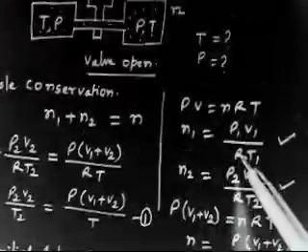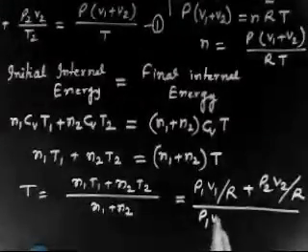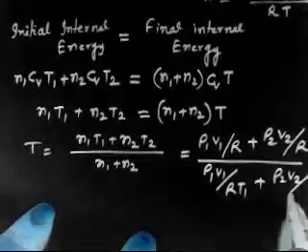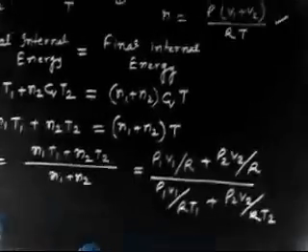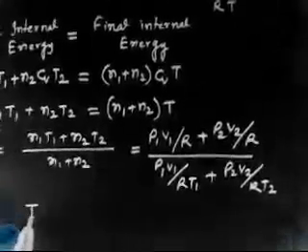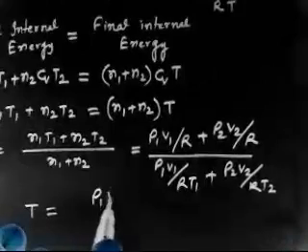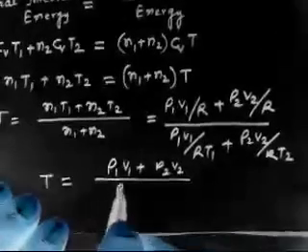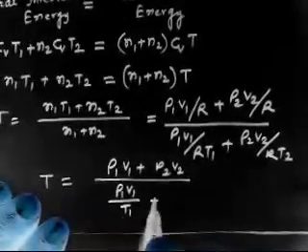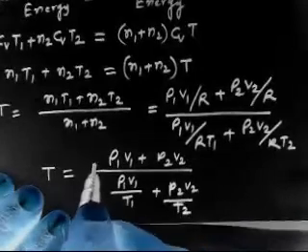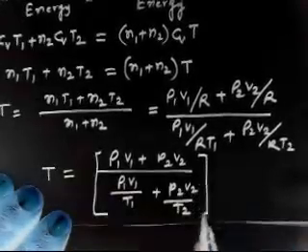And N1 is P1 V1 divided by RT1. So this is P1 V1 divided by RT1 plus P2 V2 by RT2. Are you getting? So R cancels out throughout. So now I can write the final temperature will be P1 V1 plus P2 V2 divided by P1 V1 by T1 plus P2 V2 by T2. Are you getting or not?